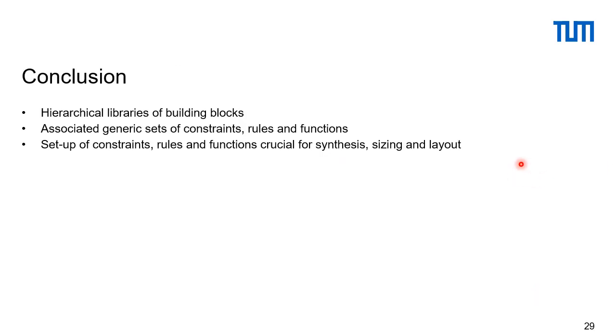So coming to the conclusion, you can build hierarchical libraries of maybe not canonical, but basic building blocks, and you can create generic sets of constraints, rules, and functions for these building blocks. And with this, you can and should create an automatic setup of the constraints, rules, and functions for your circuit. And this is really crucial for synthesizing and layout, and maybe even as important as the numeric solution algorithm itself. So this is to conclude my talk.